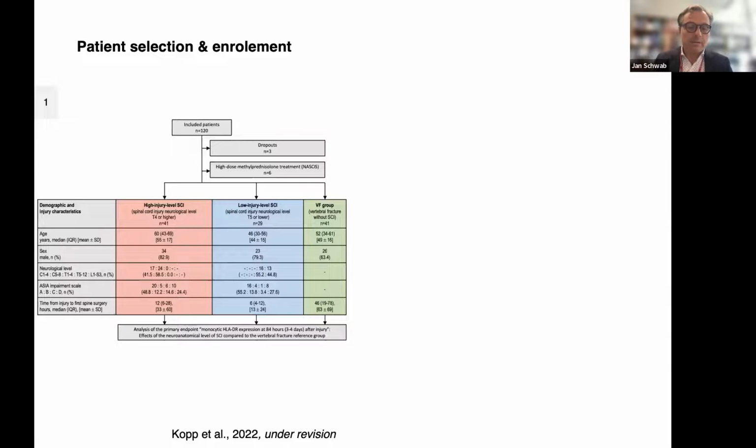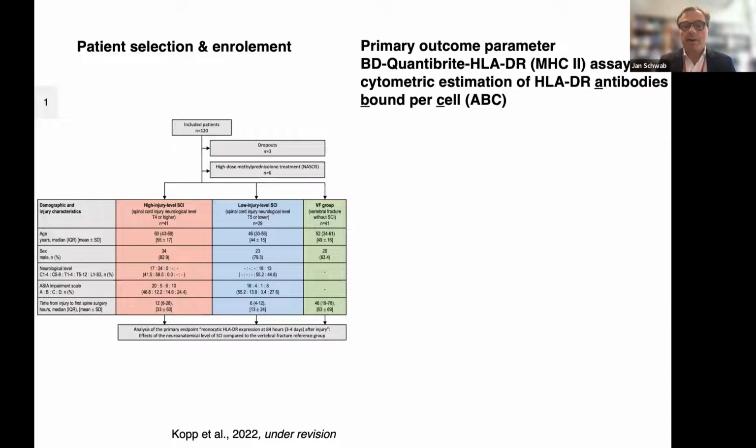And the results are illustrated here. In brief, the study has, of course, completed enrollment by now. We have analyzed the data comparing high injured patients with low injured patients and compared those to vertebral fractures. And the primary outcome parameter has been whether monocytes become deactivated. There is an HLA-DR assay, which measures the amount of HLA-DR expression on monocytes as a marker of activation, which has been shown to be predictive in other immune suppressive models to predict infections.